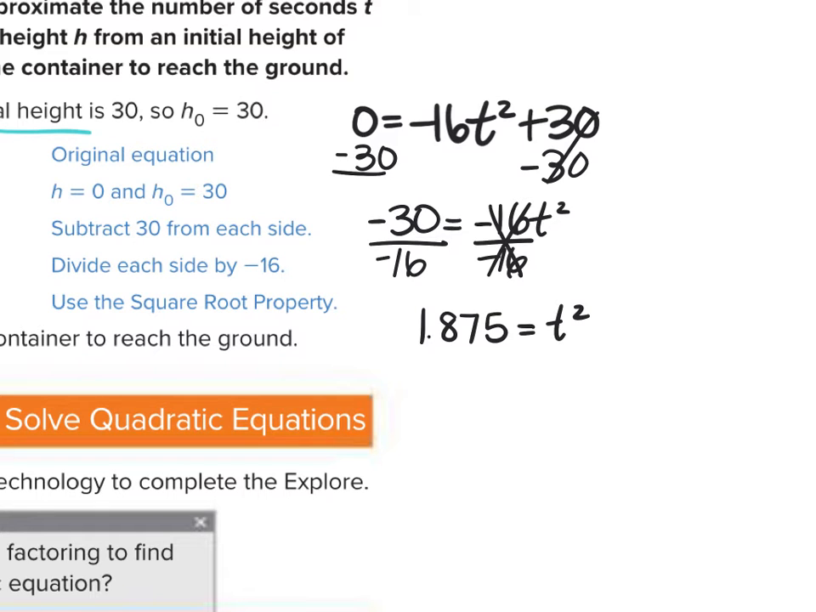So then what was the opposite of squared? What did we do? Square root. So I'm going to square root the whole thing, which cancels my squared, gives me t equals, and then square root that. So we'll type that in. What's the square root of 1.875? You get it, Haley? So Haley got 1.4. Okay.